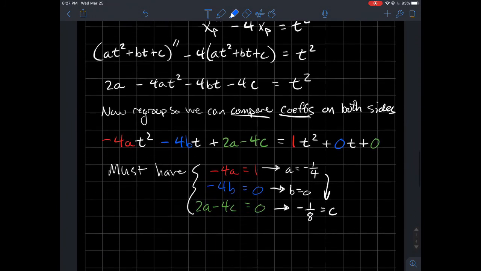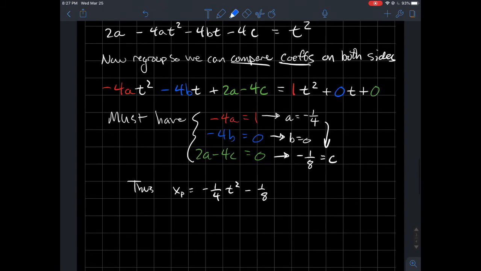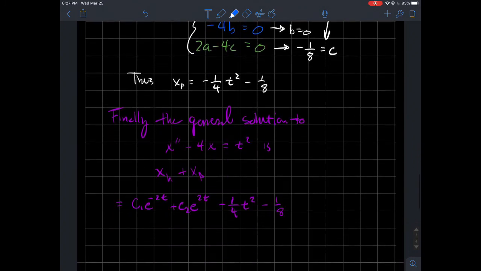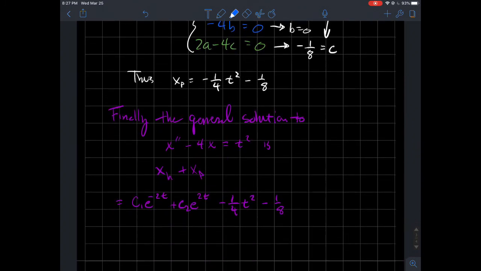So let's plug those numbers into that. You get xp is minus 1/4, because that's a, times t squared. There's no t, so plus 0t, and then minus 1/8. So this is your function xp. This is a particular solution to the non-homogeneous equation. And thus, what do we know? The general solution to this non-homogeneous equation has the form xh plus xp, and I'll just substitute in all those good things that I found right there.